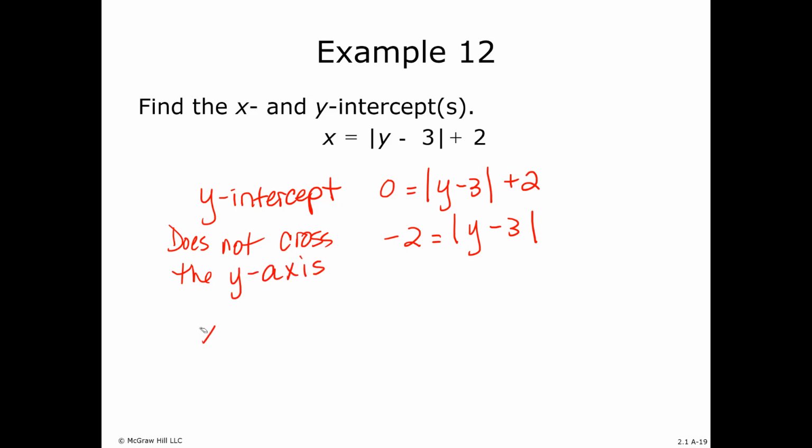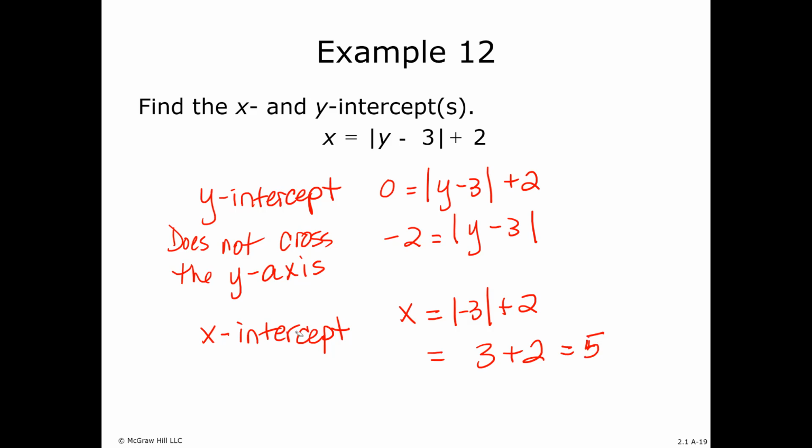The x-intercept is when y is 0. So if we put in 0 for y, we're going to get x equals the absolute value of 0 minus 3, which is the absolute value of -3, plus 2, which is 3 plus 2, which is 5. So your x-intercept is going to be 5, 0.